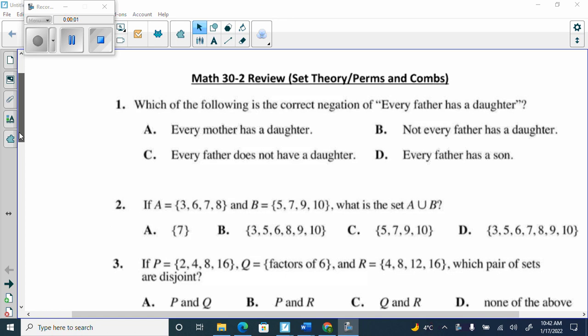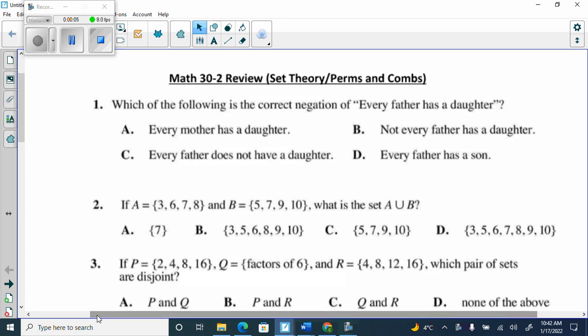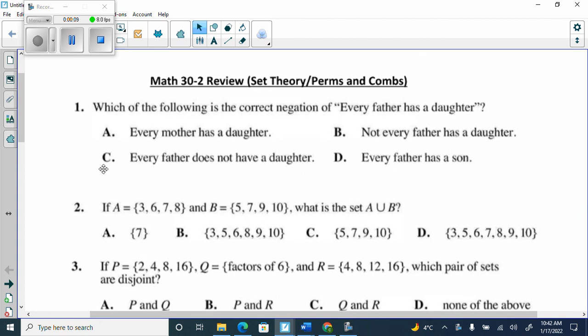Okay, correct negation of "every father has a daughter." Which one do you think it is? Every father does not have a daughter. Every father does not have. Yep.